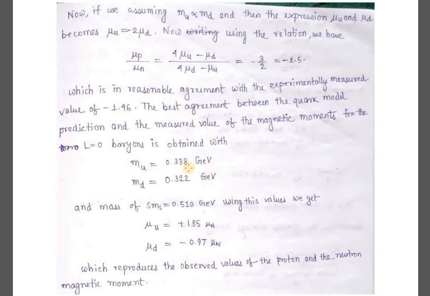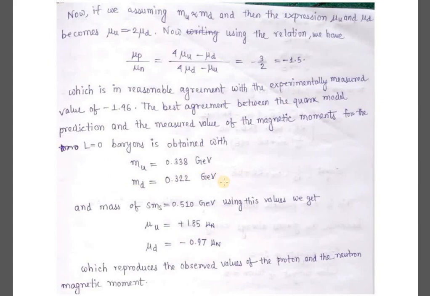But you note that the results are somewhat far off, you see, and also the mass of the S quark is quite higher compared to the normally accepted 150 MeV. This is much higher, and if we use this, we get these values, which are what we get experimentally. Now this reproduces, if we use these values, and if we use these 2 values, mu u and mu d, then we reproduce the observed values of the proton and neutron.